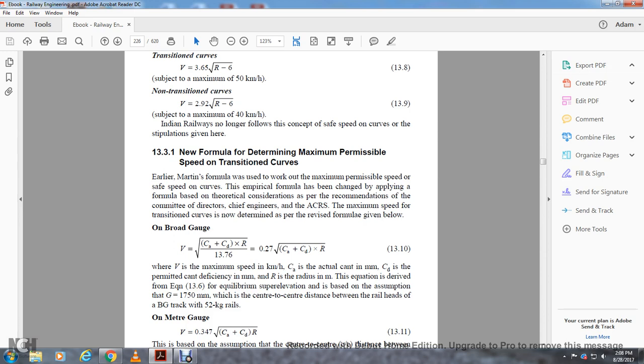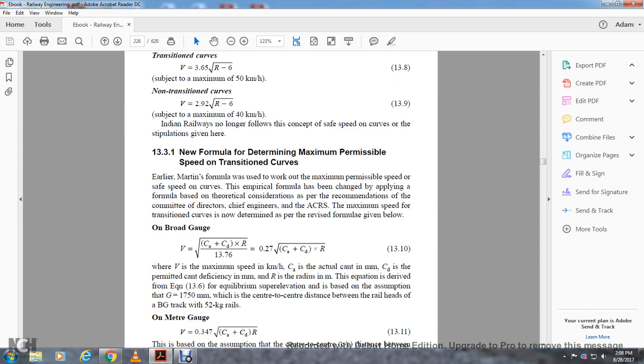as velocity V equals the square root of (CA plus CD) times R divided by 13.76, equal to 0.27 times the square root of (CA plus CD) times R. V is the maximum speed in kilometers per hour, CA the actual cant in millimeters, CD the maximum permitted cant deficiency in millimeters, and R is the radius in meters.